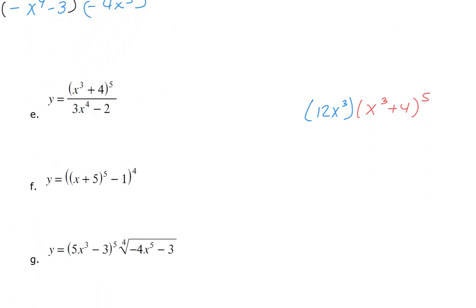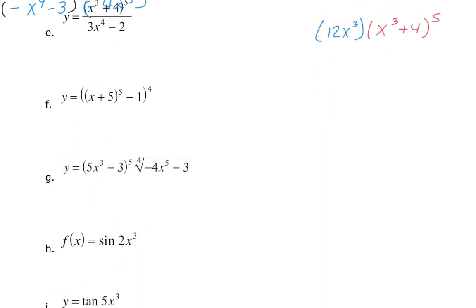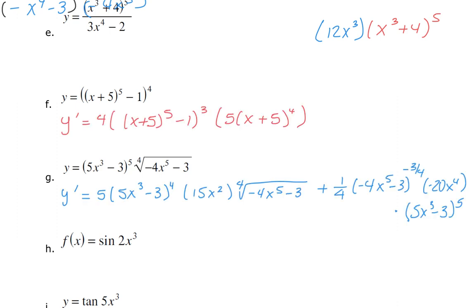Okay, so that was E. I'm just going to give you the answers to F and G, and I'll be happy to go over the algebraic cleanup or how we got the answers in class. So you can see here are the answers for F. This is not cleaned up algebraically. I end up with 4, and then I'd have this 5, so I'd have to clean that up, bring this in front, and then I have this.